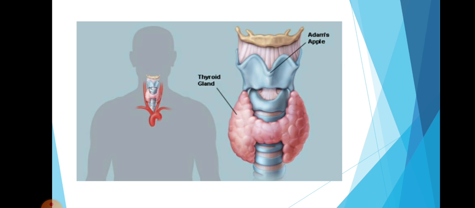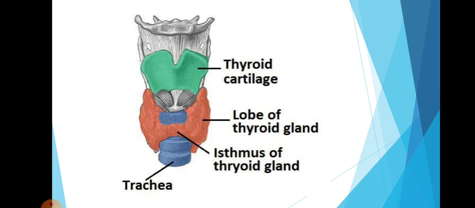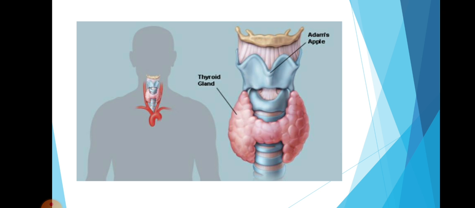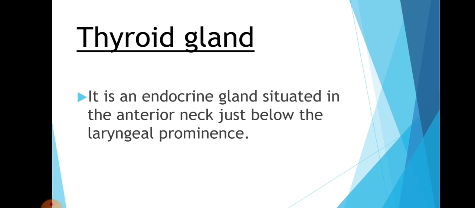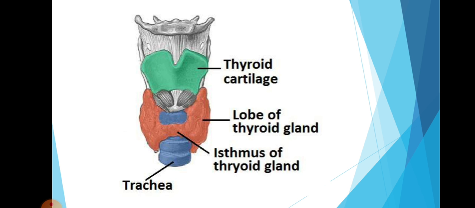So you are looking at the thyroid gland now, and as you can see, the thyroid gland consists of two lobes which are connected by the isthmus. Okay, and below the thyroid gland there is the trachea, and above it is the thyroid cartilage. And you are also seeing the Adam's apple, which is known as laryngeal prominence.